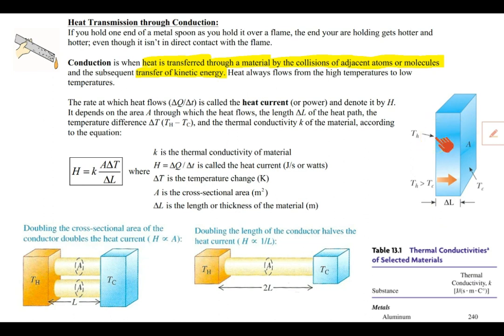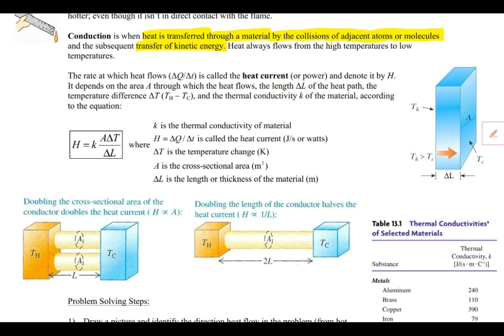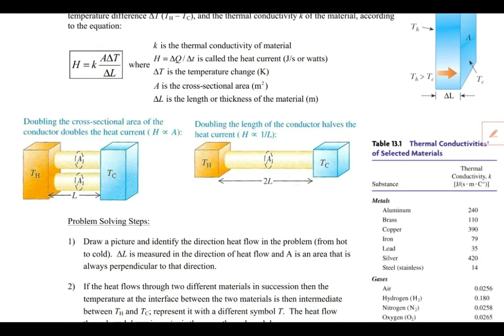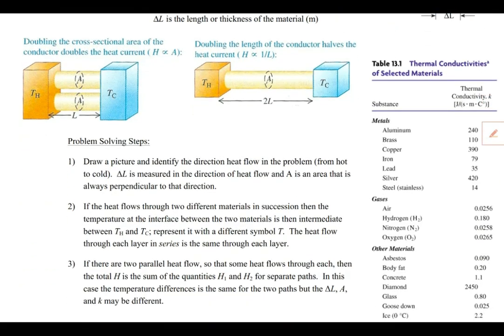So the rate of heat flowing through this material depends on the cross-sectional area, the spacing between the layers, and of course the temperature difference. And one other factor, the thermal conductivity k. That thermal conductivity changes from source to source. If you look down lower in your notes, you'll see that there's a list of thermal conductivities right over here.